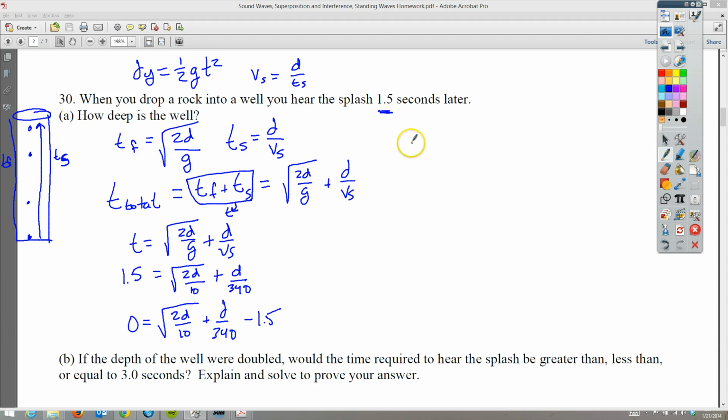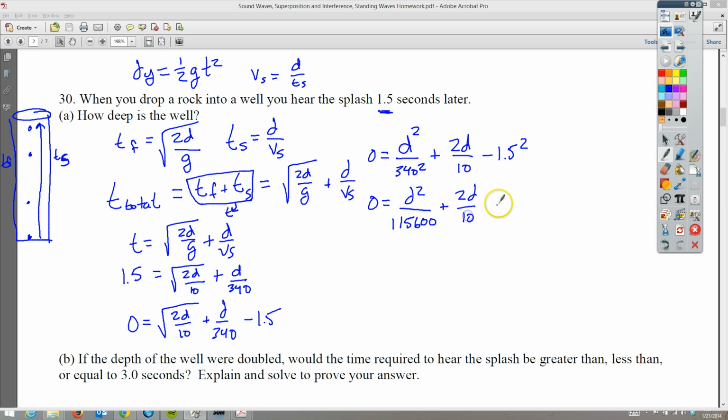Now, if you're really good, you'll notice that we probably need to make a quadratic equation out of this. And I know that that's probably not a real popular thing to do, but let's go ahead and do it anyway. Let's just square this whole thing. If we square the whole thing and rearrange it, we're going to say 0 is equal to d squared over 340 squared plus, now we can get rid of the radical here, 2d over 10, and then we're going to subtract from that 1.5 squared. So let's do a little bit of math. 0 here is equal to d squared over 115,600 plus 2d over 10, minus 2.25.